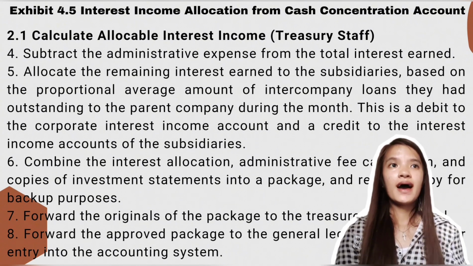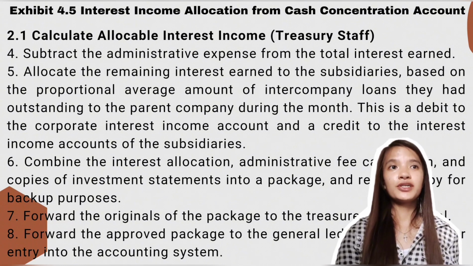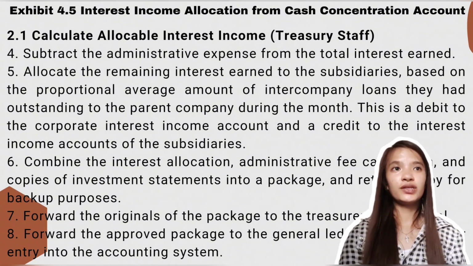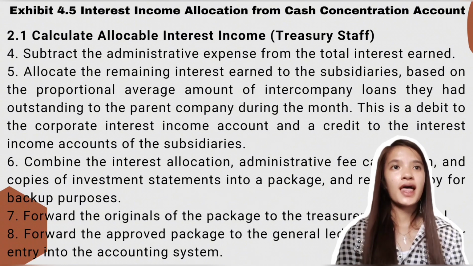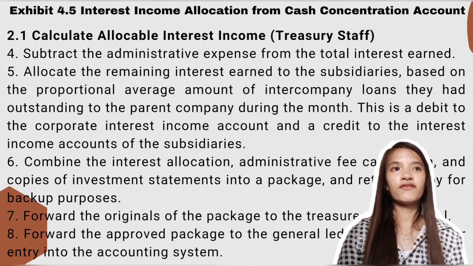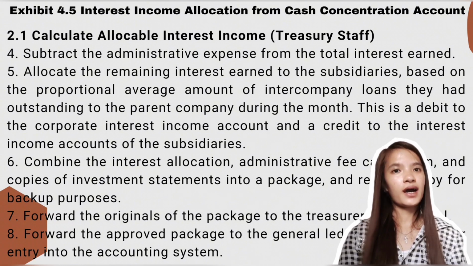Number 5. Allocate the remaining interest earned to the subsidiaries based on the proportional average amount of intercompany loans they had outstanding to the parent company during the month. This is a debit to the corporate interest income account and a credit to the interest income accounts of the subsidiaries. Number 6. Combine the interest allocation, administrative fee calculation, and copies of investment statements into a package and retain a copy for backup purposes.